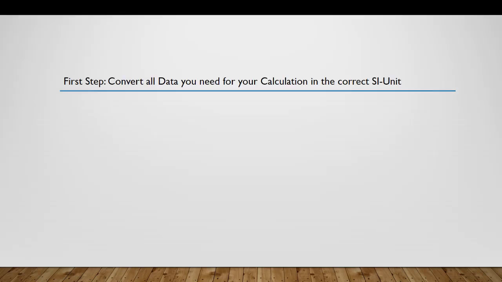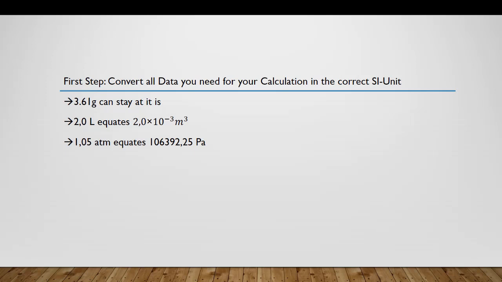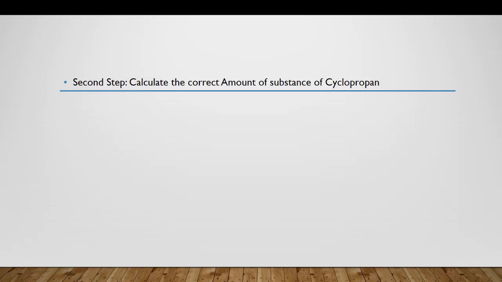So at first we need to convert all data we need for our calculation to the correct SI units. The 3.61 grams can stay as it is. The 2 liters need to be converted into cubic meters, so we multiply it by 10 to the power of minus 3. The atmospheric pressure of 1.05 needs to be converted into Pascal, so we multiply 1.05 atm by 101,325 to get Pascal, and we get 106,392.25 Pascal. The 25 degrees Celsius need to be converted into Kelvin, so we just add 273.15 and get 298.15 Kelvin.